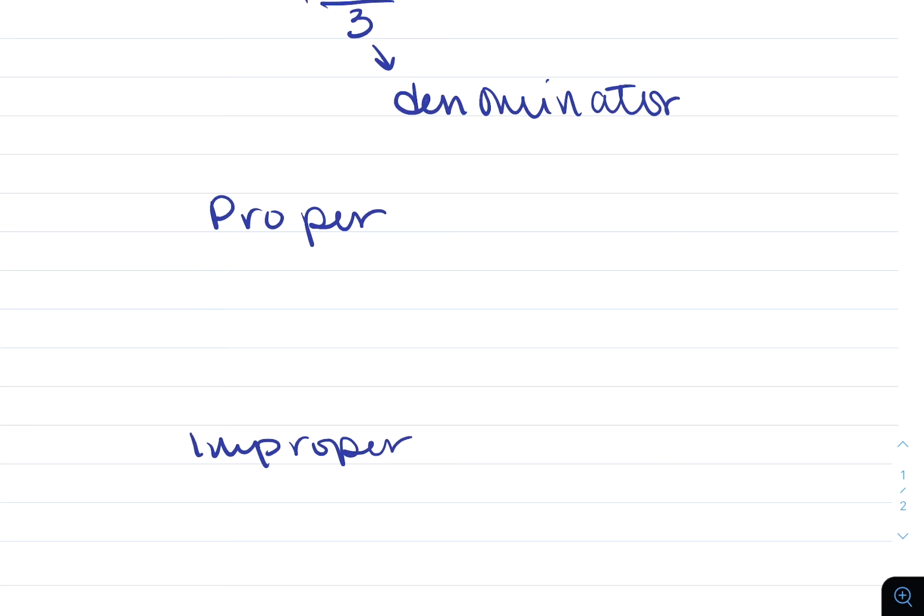So what are some examples? 5 over 8, 3 over 5, 23 over 24. Notice that none of those equal a whole. Everything is less than 1 whole.